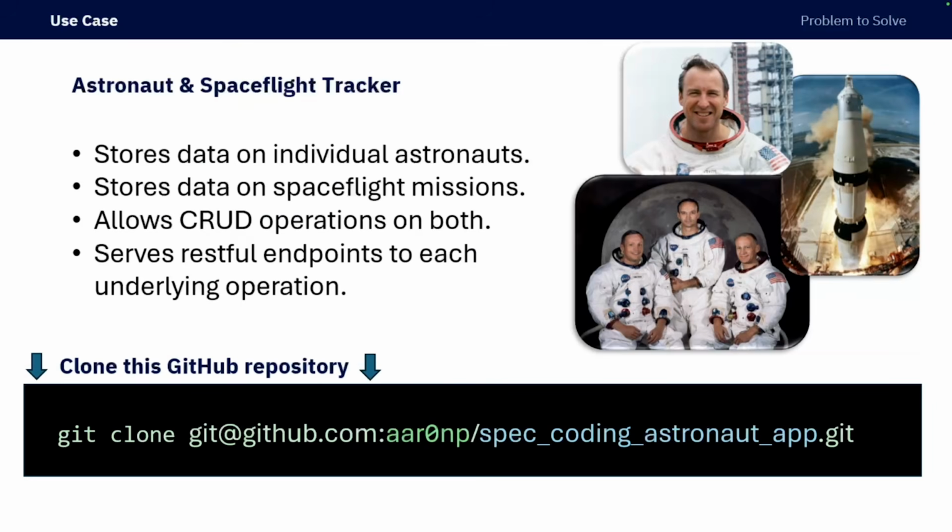For the theoretical application that we're going to build, we're going to focus on an astronaut and spaceflight tracker that centers on and has data for historic NASA spaceflight missions. So the idea is that we're going to need data structures to store data on individual astronauts and spaceflight missions. We'll need to allow CRUD operations on both, and eventually serve out RESTful endpoints. But as far as the actual data layer, that's what we're going to focus on here. Now, of course, to make this work, we're going to use a repository that I already have pre-built.